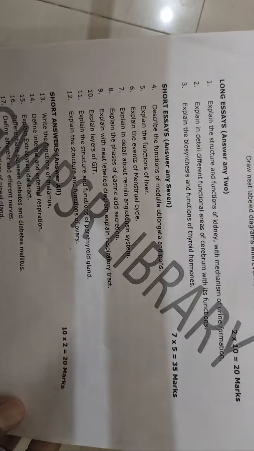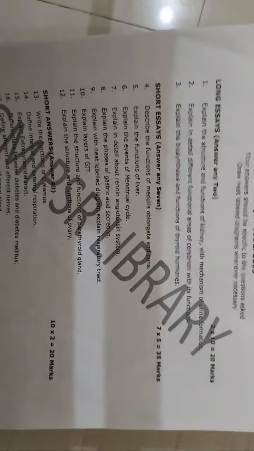Explain in detail about the renin-angiotensin mechanism. See here, the same question you have to write here. Where is the function of the kidney? Main functions of the kidney: reabsorption, electrolytes. You have to draw a neat labeled diagram of the nephron there. If they ask for functions, draw a neat labeled diagram of the nephron. Then you explain the stages of the nephron.